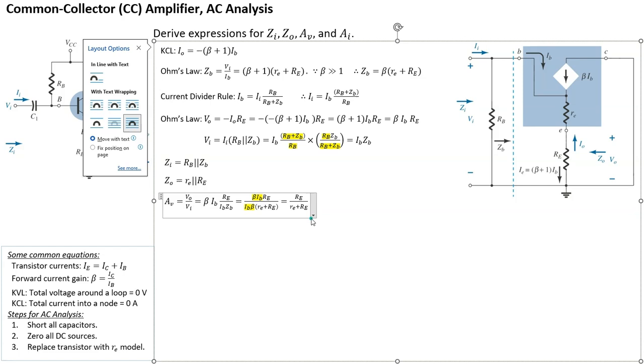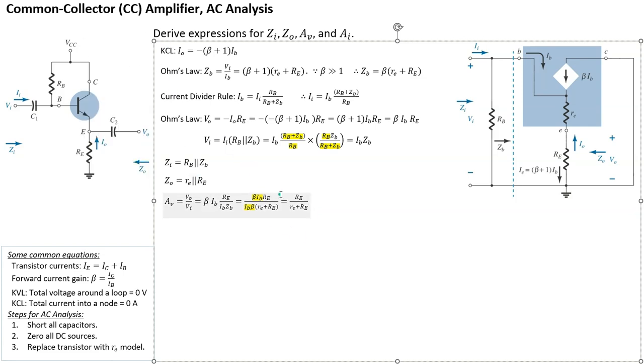Now, one of the characteristics of a common collector or emitter follower is that the output voltage more or less follows the input. Typically little re is much smaller than capital RE, by design, which means that in the end it'll just be RE over RE, which is just one. So typical gain is close to one. It's close to one because little re is not exactly zero.